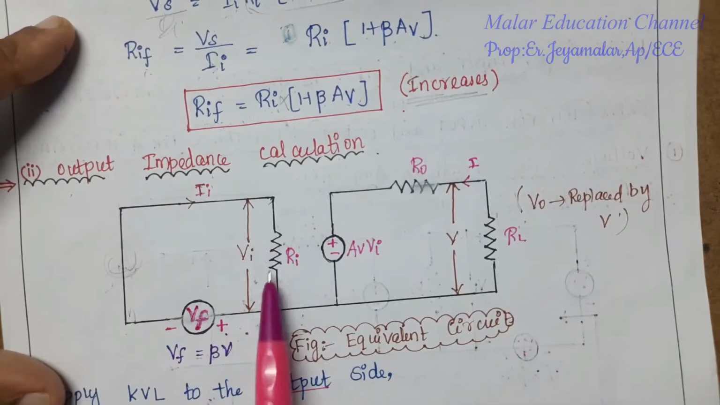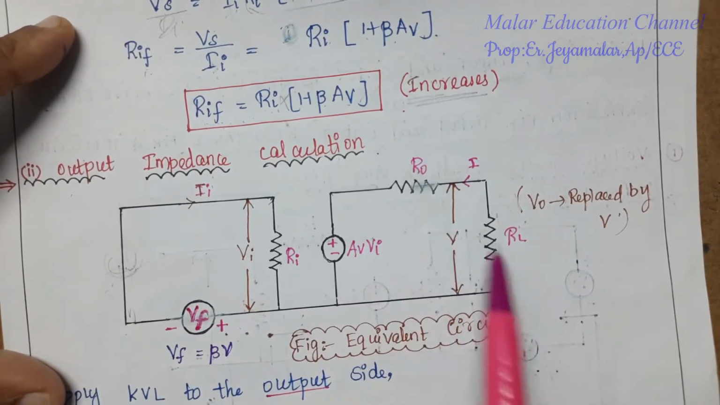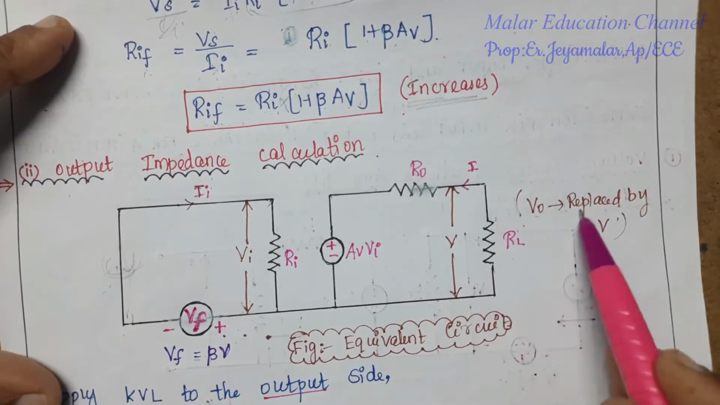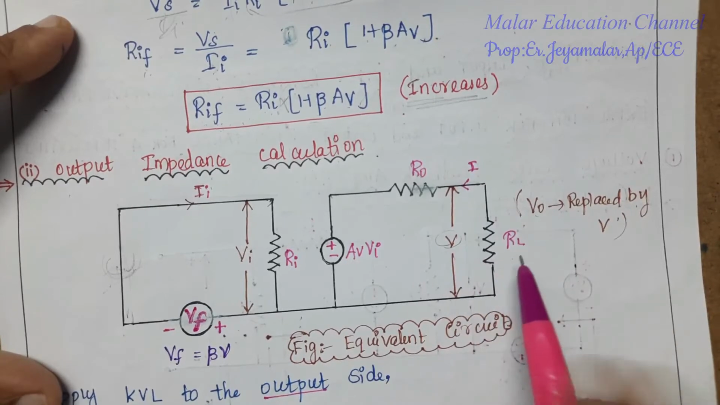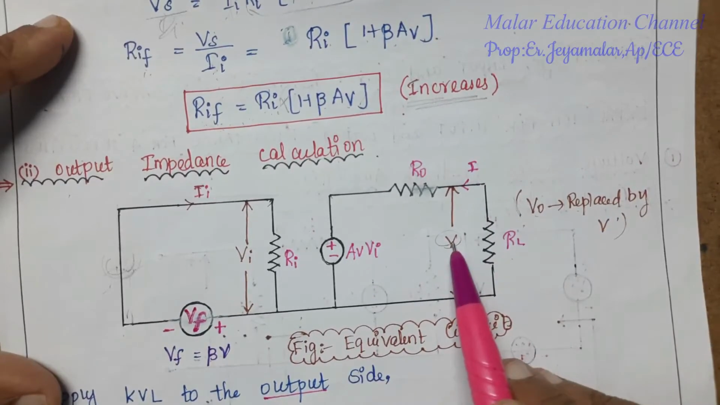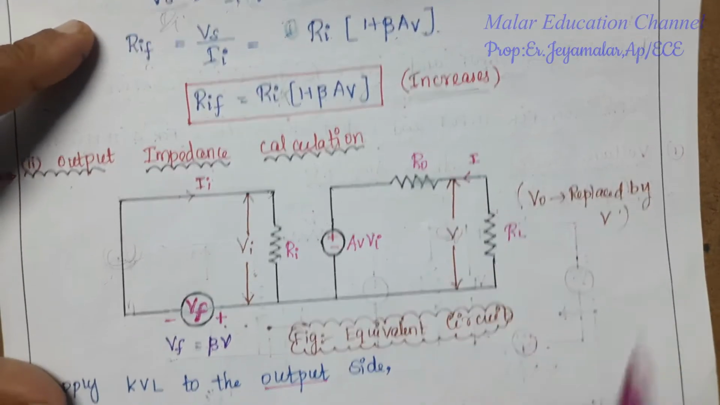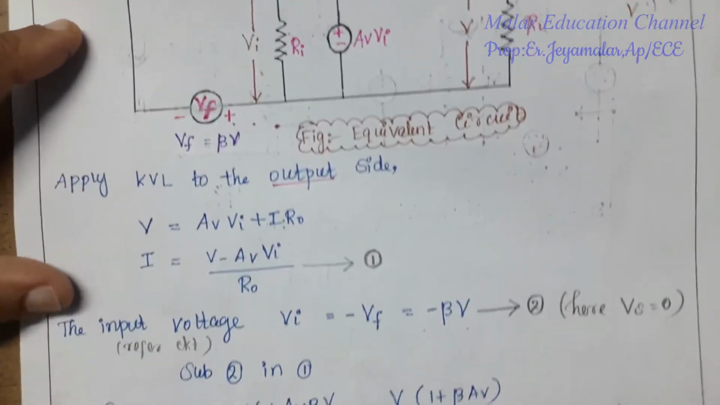Next, the remaining is the same: Ri, AV into Vi, R naught and RL. Another point: V naught can be replaced by V. There is a slight difference between before this session and in this session. V naught can be replaced by V. Next, the same procedure is to be followed here.